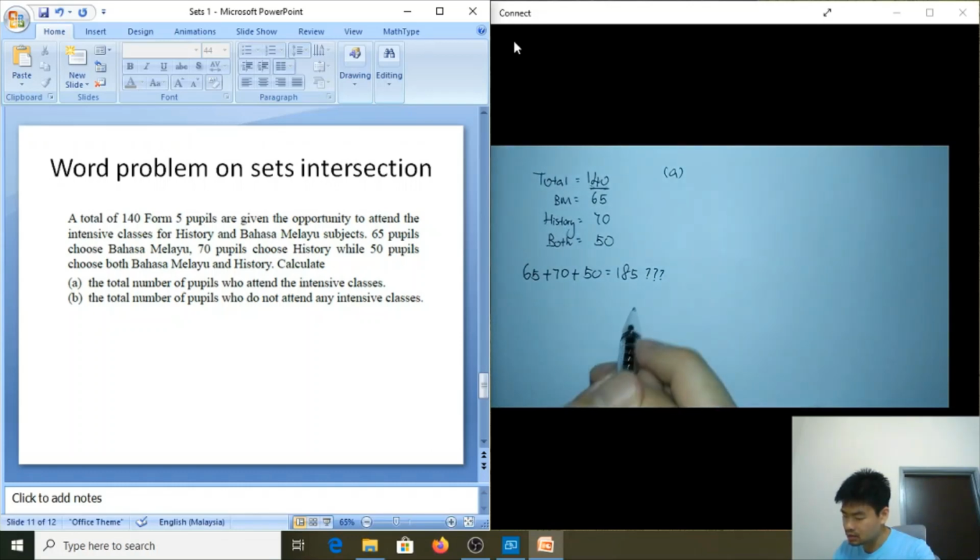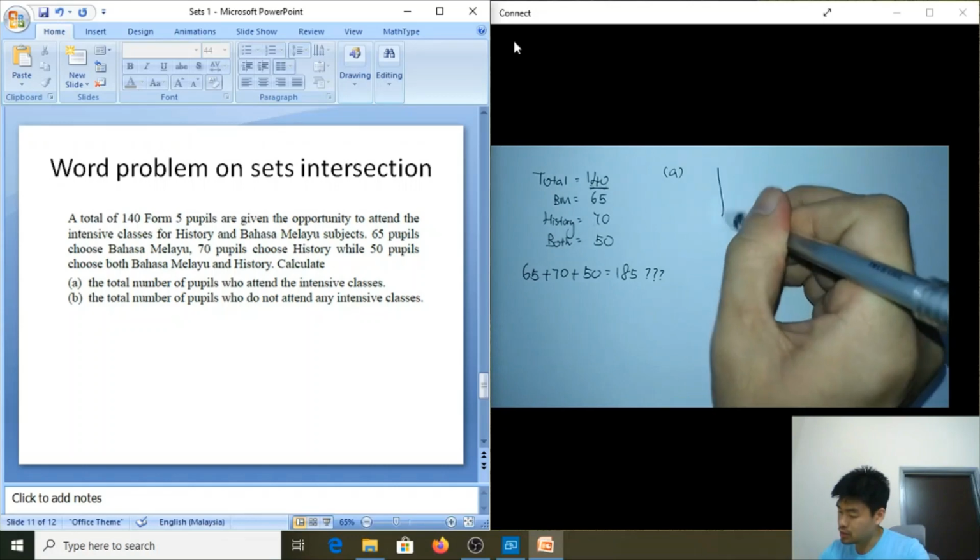Now the key here is the information given. For BM, 65, among these 65, actually some of them are attending both classes, BM and history, but they are included in the 65 here. So among 65, 50 are actually attending both. Among the 70 students attending history classes, 50 are actually attending both. So you cannot simply add up all the numbers here. To show you more clearly, I will draw a Venn diagram to tell you why.